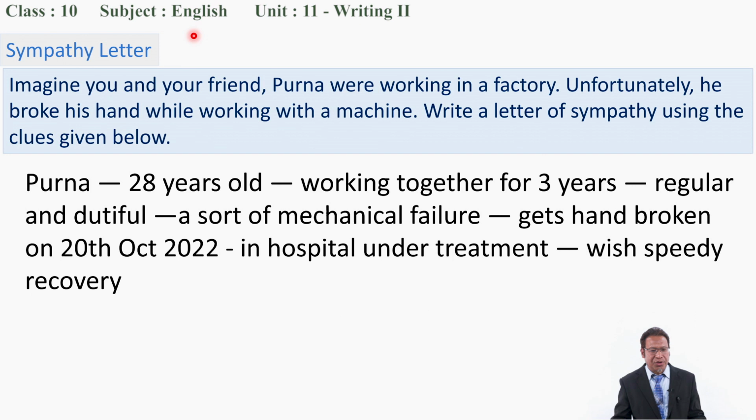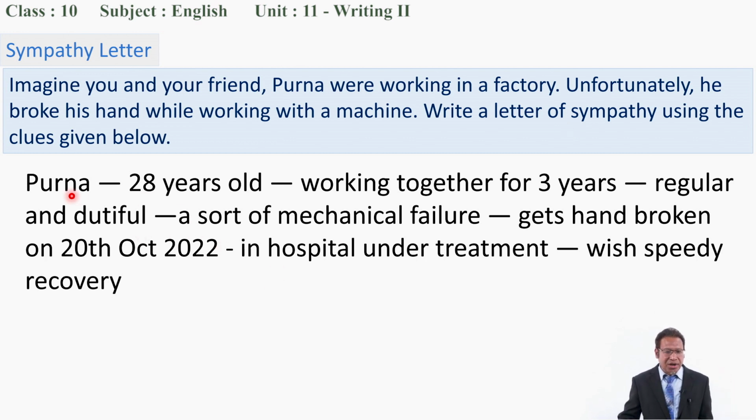Here is the sympathy letter. I mean, here is the question in your text, and let's try to solve this one. Imagine you and your friend Purna were working in a factory. Unfortunately, he broke his hand while working with a machine. Write a letter of sympathy using the clues given below. So here you are writing a letter of sympathy. Remember, letter of sympathy, letter of condolence, condolence letter, sympathy letter is a letter. The message is different. Just remember.